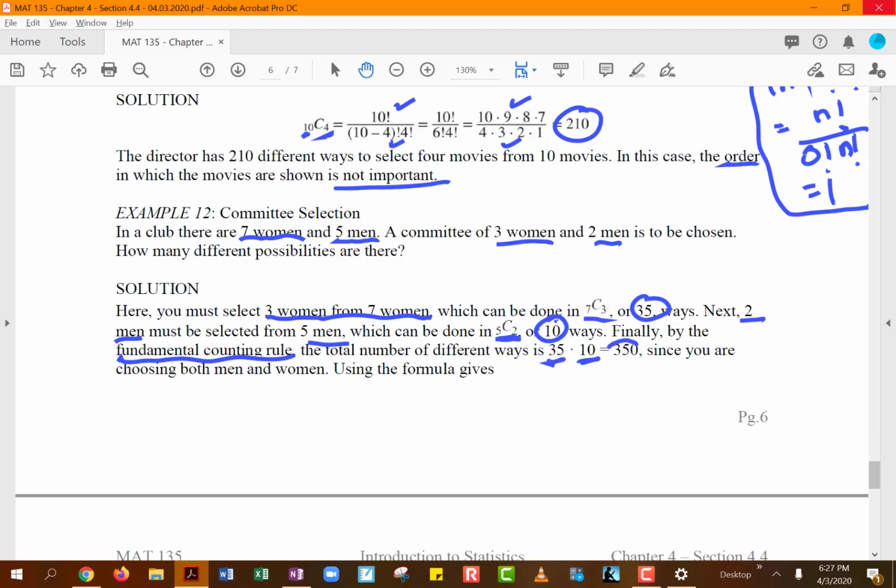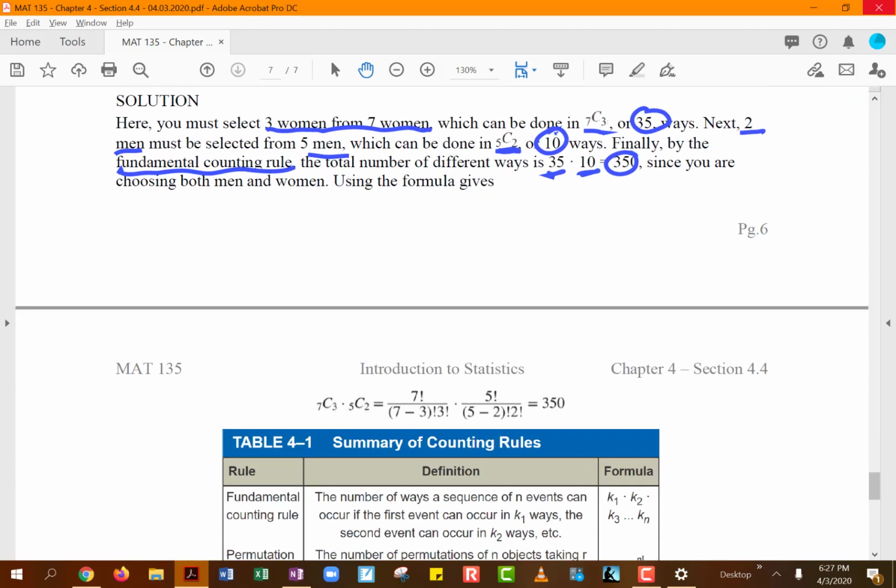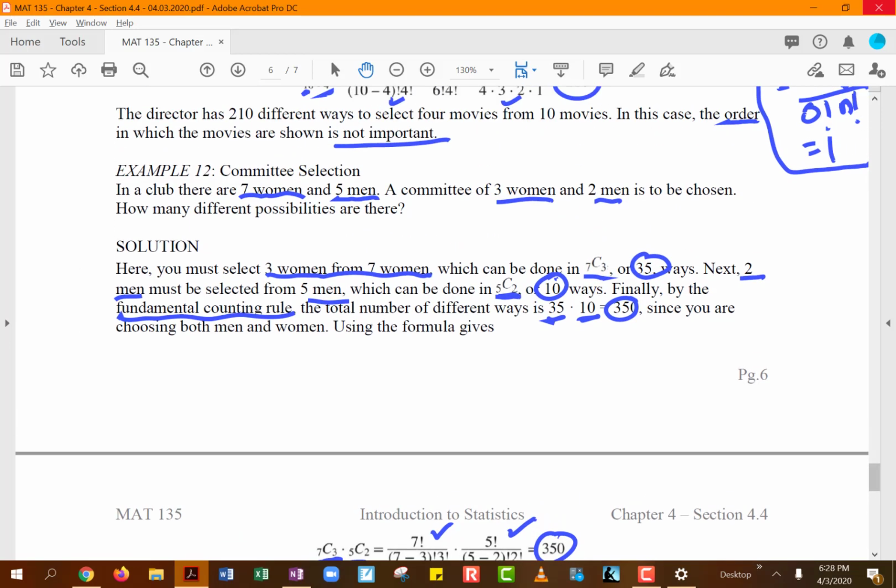3 women out of 7, 2 men out of 5. So you would be taking each combination calculation, multiplying them together, and you end up getting a total of 350 as your outcome. So there would be 350 different ways that they could choose how they want to create this committee for this club. So I hope this helps you see when we use the different types of counting rules and what we need to do for those, right?